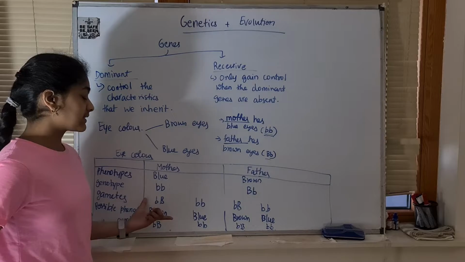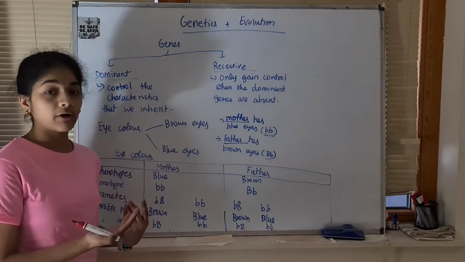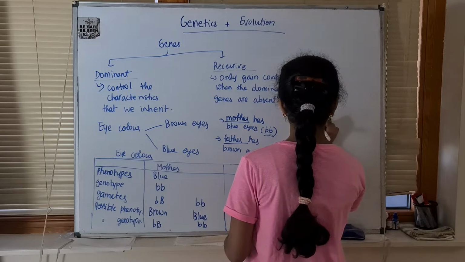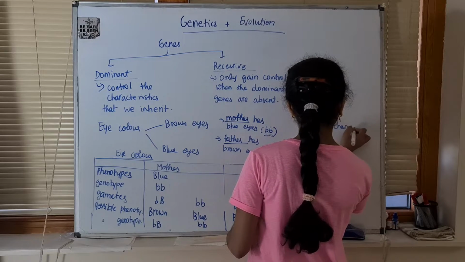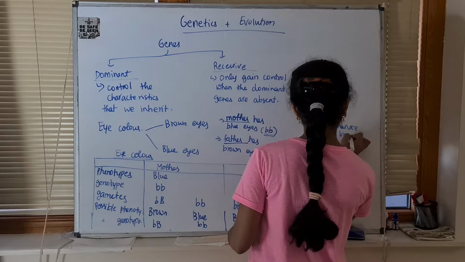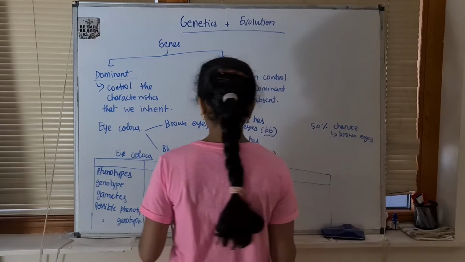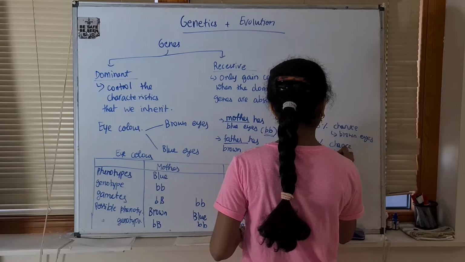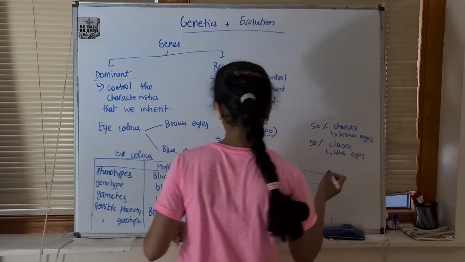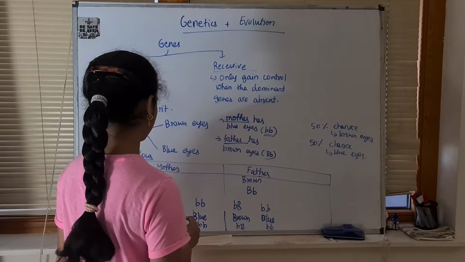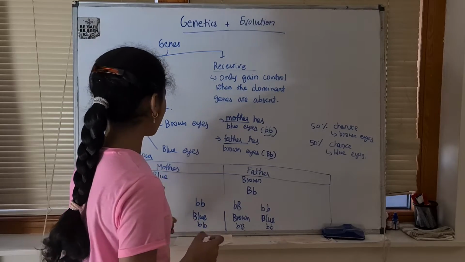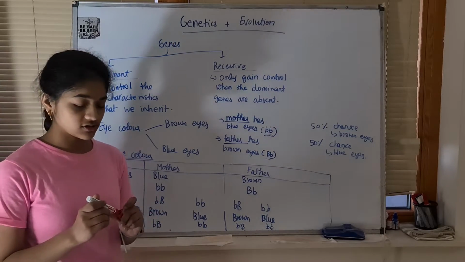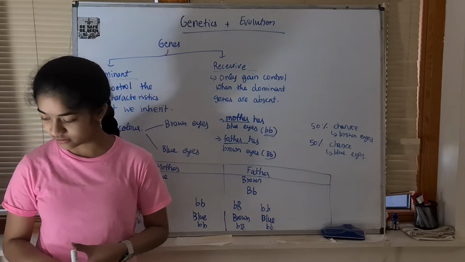So if someone asks you what's the chance of the offspring having brown eyes, then you could say there is a 50% chance of the offspring having brown eyes, and 50% chance of having blue eyes. So this is how you can solve a problem based on dominant and recessive genes and crossing of these two genes from two parents.